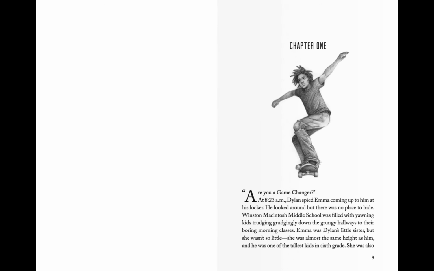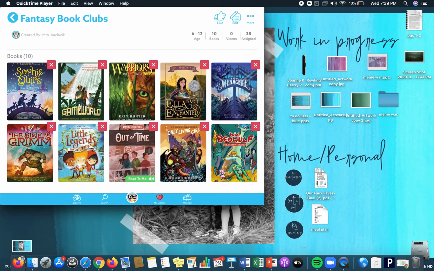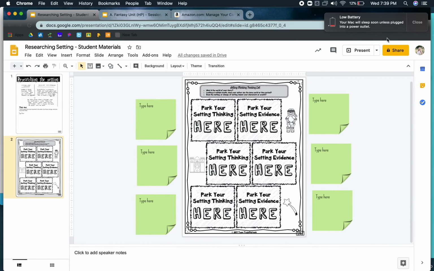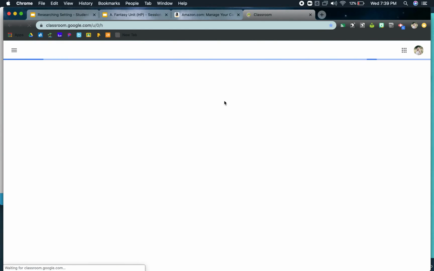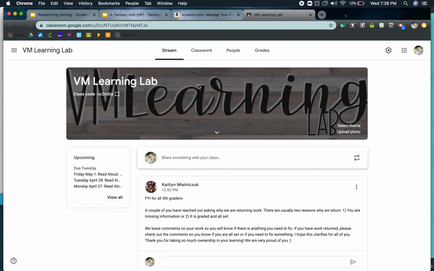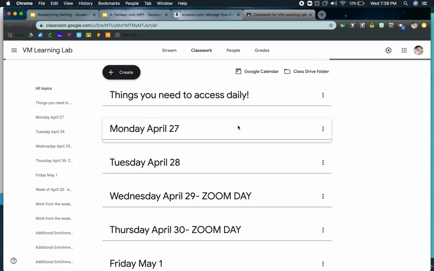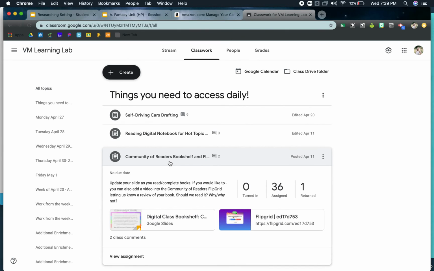You guys will be able to choose which of the books you want to read from the Epic collection. I just ask you to keep track of that so that I know what you're reading in the shared class bookshelf. And remember that that is located in our Google Classroom, under classwork, things you need to access daily, your community of readers bookshelf. So you can be adding these fantasy books to that.